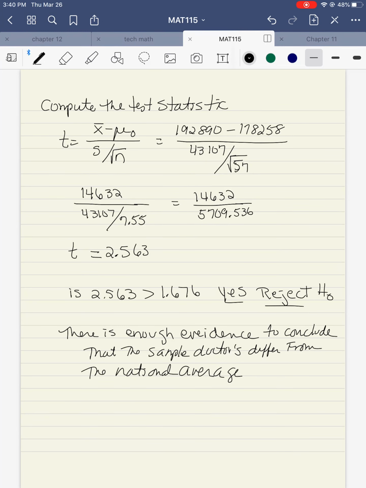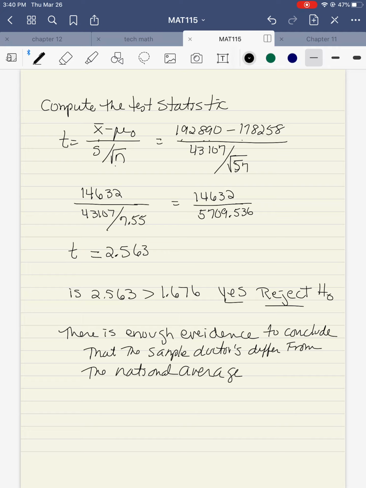Next thing I want to do is compute the test statistic. The test statistic is going to be x bar minus mu divided by s over square root of n. X bar is the $192,890 salary minus $178,258 divided by standard deviation 43,107, and the sample size is 57.